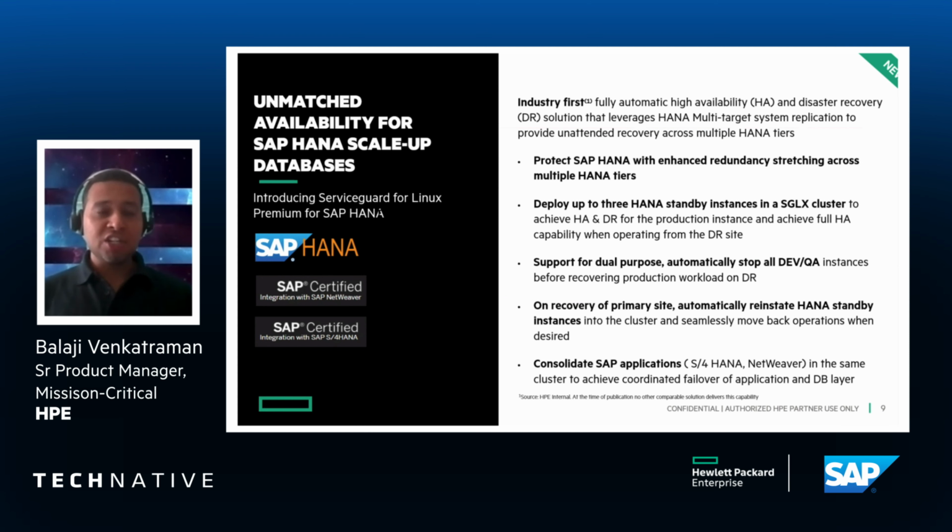You can have up to 3 standby instances, which means that you can have full HA capability on your primary, automatic DR recovery, and then full HA again in your DR site. It automatically manages dual purposing. And not just that, it helps you get back to your normal state of operation. Once your primary production workload or your primary site is back, it helps you move back easily, with just a few commands, right? And you can consolidate your application stack, which is your S/4HANA or NetWeaver, with your database in the same cluster, and all of it can be managed by Serviceguard, right?